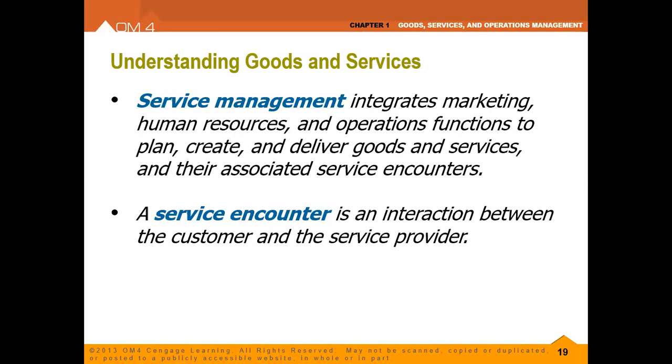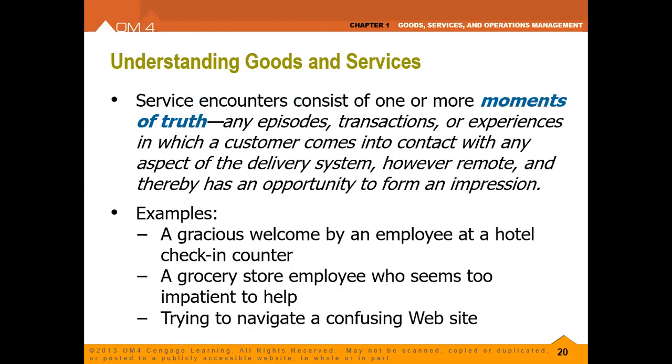And if I file my taxes on, what's the website? TurboTax, okay, then my service encounter is the TurboTax website. But if I go to the H&R Block office, then that will be my service encounter. A service encounter consists of one or more moments of truth, episodes, transactions, or experiences in which the customer comes in contact with the encounter. Even remotely, they will form an impression.